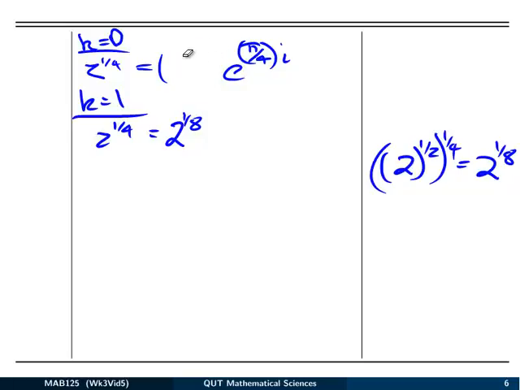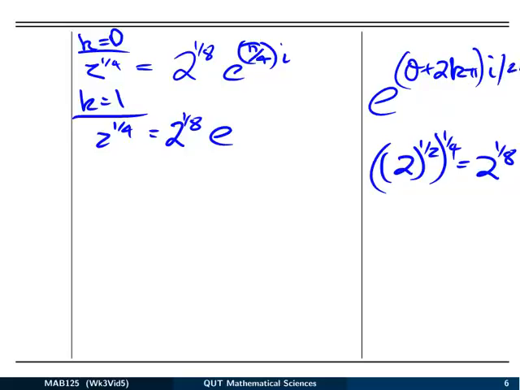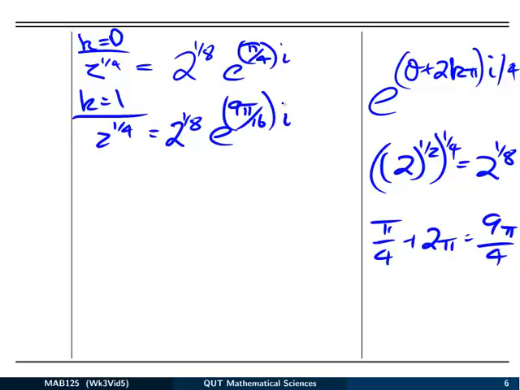We can do the same up here as well. 2 to the 1 on 8, e to the, remember it's theta plus 2k pi, i on 4. So we've got theta is pi on 4 plus 2 pi. Pi on 4 plus 2 pi. It's going to be 9 pi on 4, I think, and then we've got to divide that by 4 again. 9 pi on 16 i.